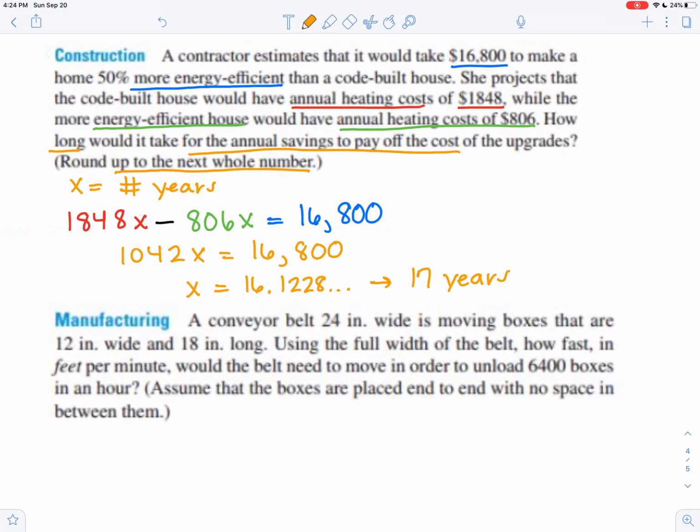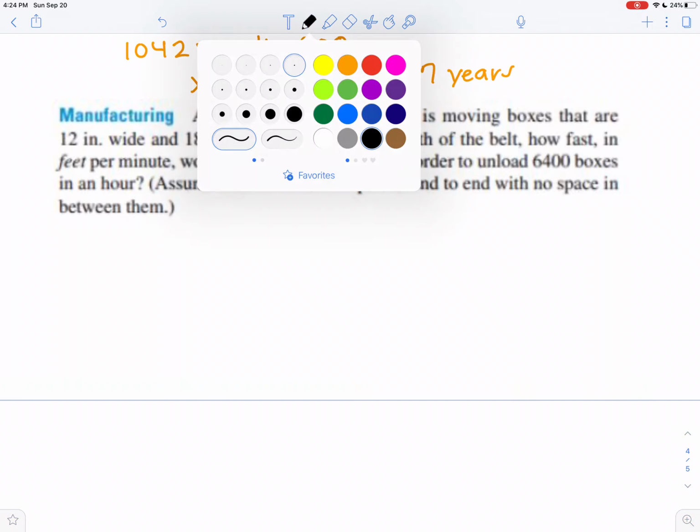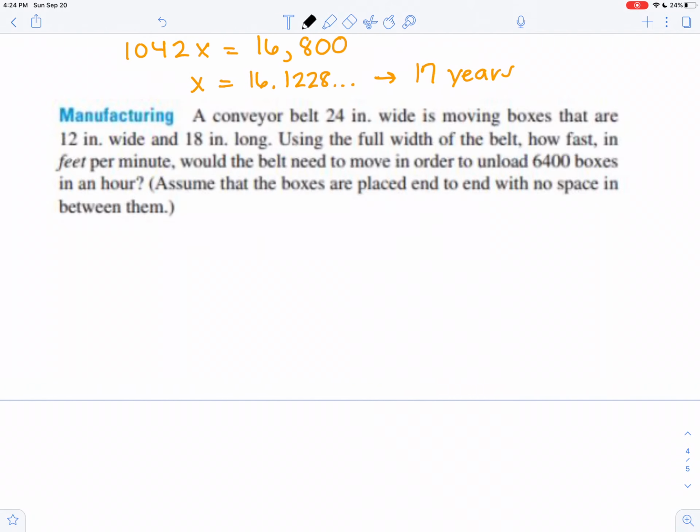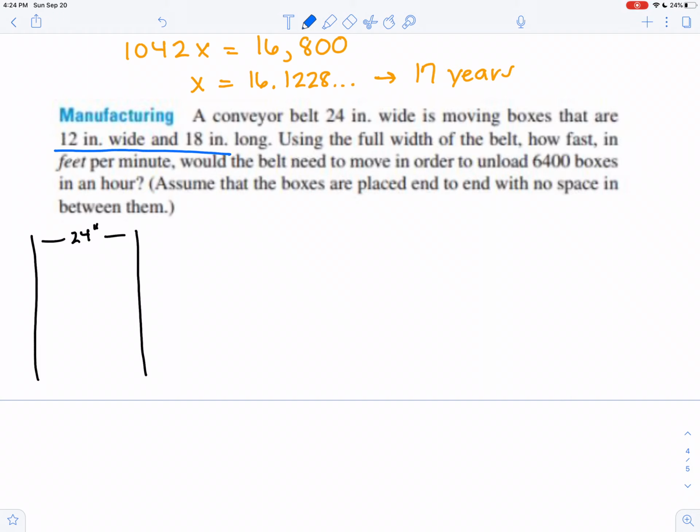All right, and then rounding us out, we're going to finish with a problem that we've seen before, back in chapter 5. I told you some of these problems are easier to do with a rate conversion than actually writing a full equation. So we have a conveyor belt that is 24 inches wide, and I like to draw up my pictures if I can. It's moving boxes that are 12 inches wide and 18 inches long.